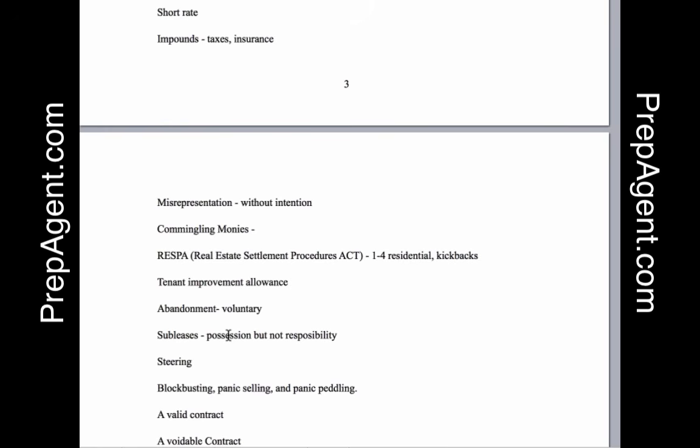Steering and blockbusting, panic selling, panic peddling all have to do with discrimination. All have to do with people saying those people in one way or another. But what's the difference between the two? Steering is when you push people towards a certain neighborhood. Good.